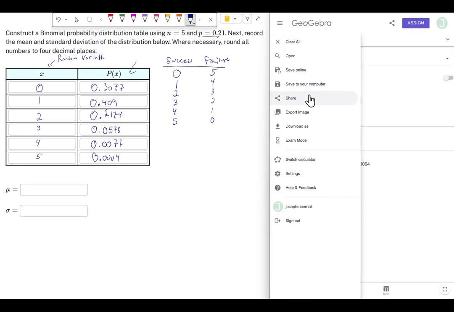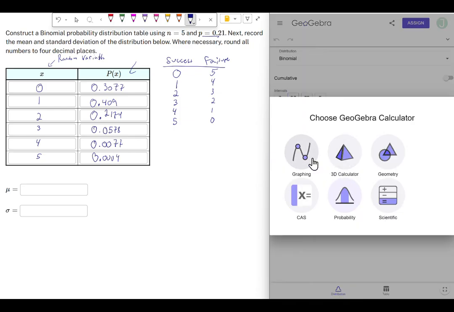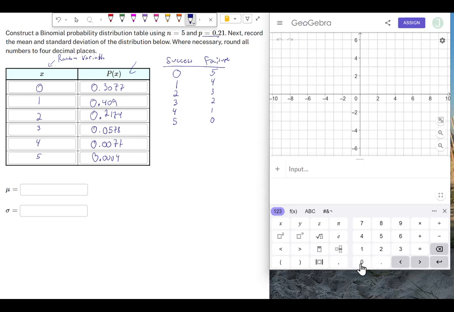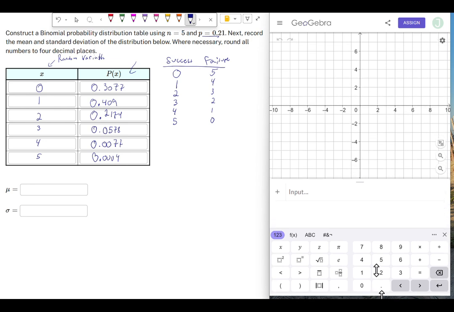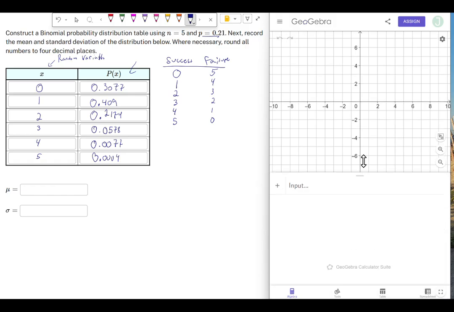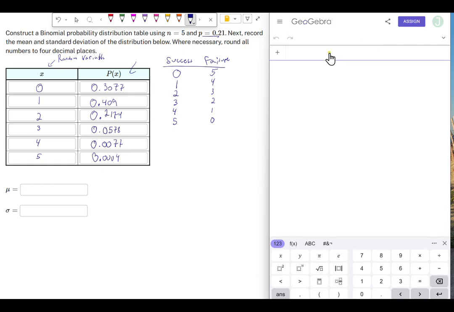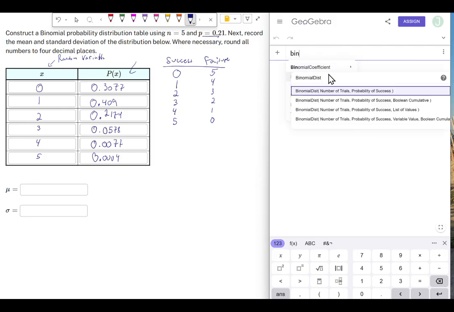We also could use, if we switch calculator again, the graphing calculator entry. I'm going to hide the graph again because we don't need the graph. In input, we're going to type in binomial dist, which is the binomial distribution. And there are a couple of different ways we could do this. We could do either the binomial distribution with number of trials, which is n, and probability of success, which is 0.21 rather.